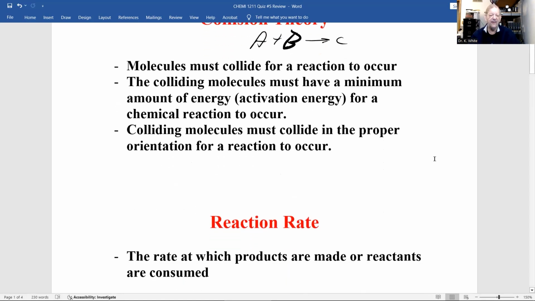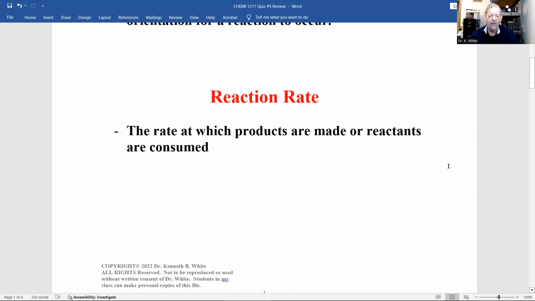And for a lot of reactions, molecules have to be in the right orientation. Like when you put a key into a lock, if it's upside down, it won't go in. Same thing when molecules come together to react: they have enough energy, but they have to be aligned properly. Now, we have something called the reaction rate. That's the rate at which products are made or reactants are consumed. Consumed is another way of saying used up or reacted.